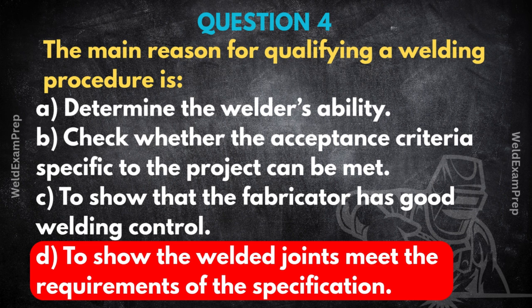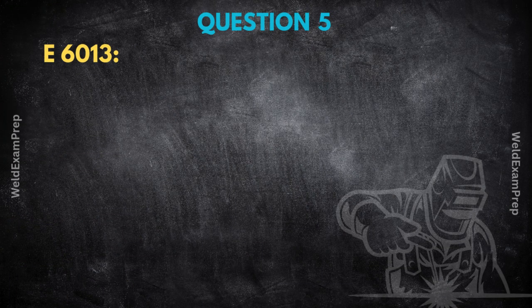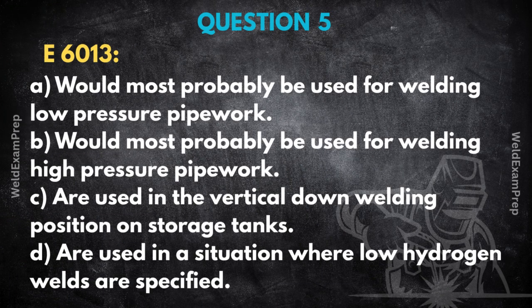All right, let's do one more. Let's talk about a specific, very common welding consumable. Question 5, E6013R. Options are A, would most probably be used for welding low-pressure pipework. B, would most probably be used for welding high-pressure pipework. C, are used in the vertical down welding position on storage tanks. D, are used in a situation where low hydrogen welds are specified.